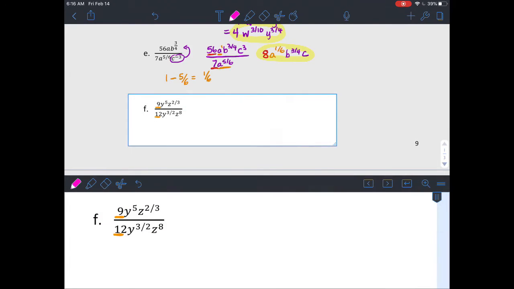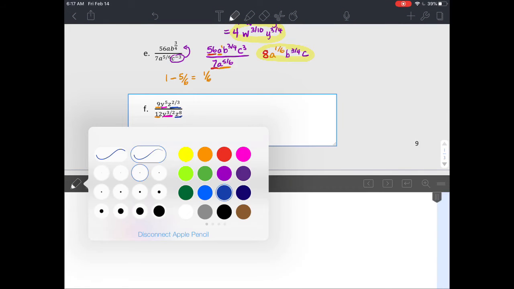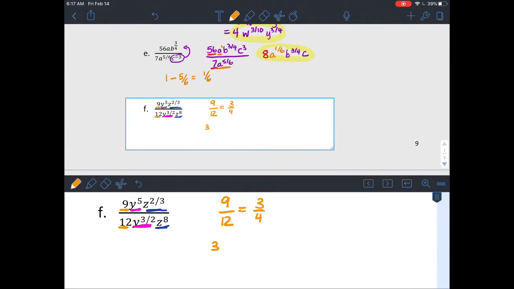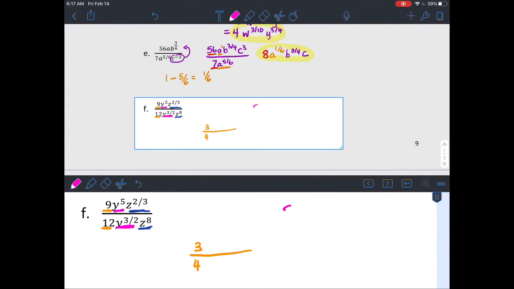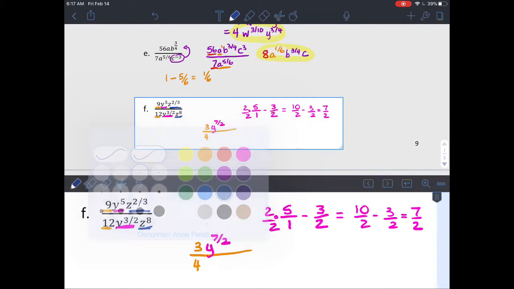Again, take it one set of values at a time. So you could simplify your 9 over 12. You're going to end up with a 3/4 if you do that. And then if you take your y's, you could subtract 5 minus 3/2, which let me do real quick. Oops, hang on. 5 over 1 minus 3 over 2, multiply by 2 over 2. You're going to end up with 7 over 2. 5 was larger than 1.5, so your 7/2 would go on top.